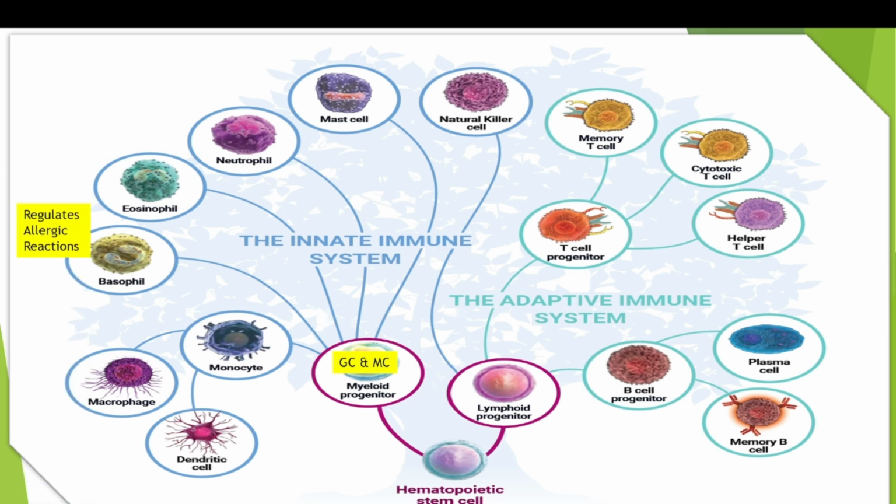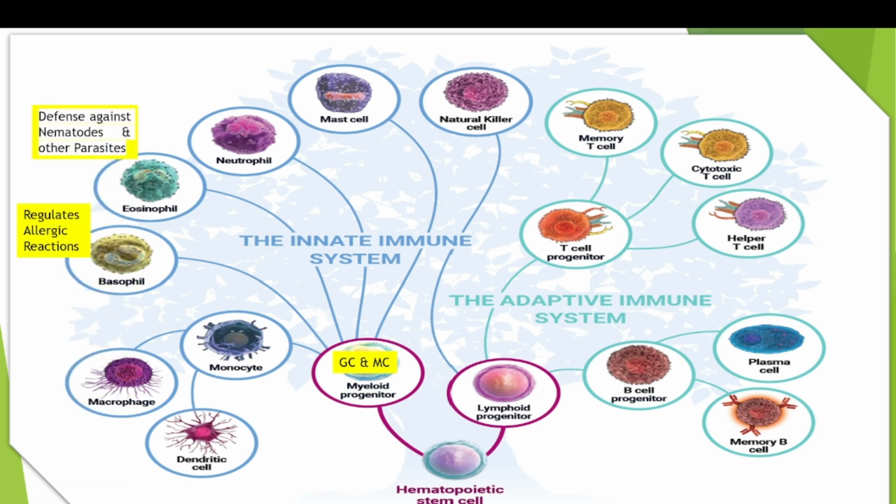And the different types of granulocytes are, first, basophils. This is the basophil. It contains a bilobed nucleus. What is the function of basophils in immunity? They regulate allergic reactions. Whatever the allergic or anaphylactic reactions there are, all of them are mediated by basophils.